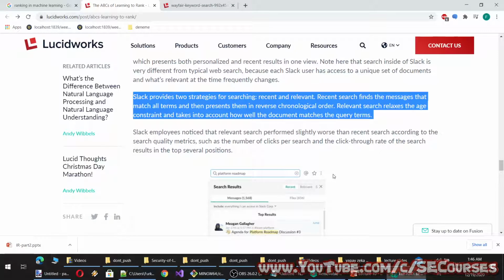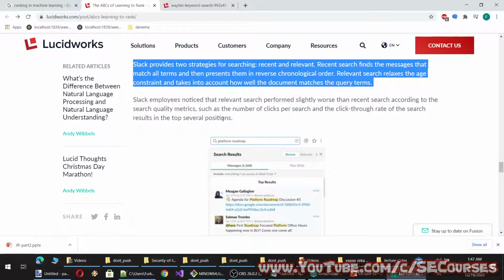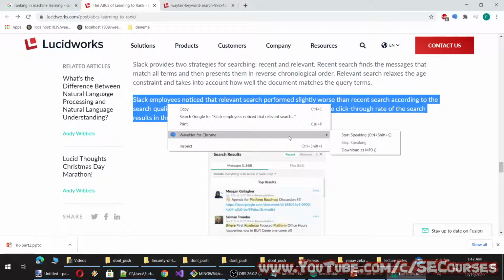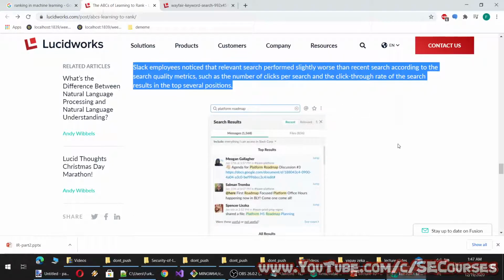Slack provides two strategies for searching, recent and relevant. Recent search finds the messages that match all terms and then presents them in reverse chronological order. Relevant search relaxes the age constraint and takes into account how well the document matches the query terms. Slack employees noticed that relevant search performed slightly worse than recent search according to the search quality metrics, such as the number of clicks per search and the click-through rate of the search results in the top several positions.